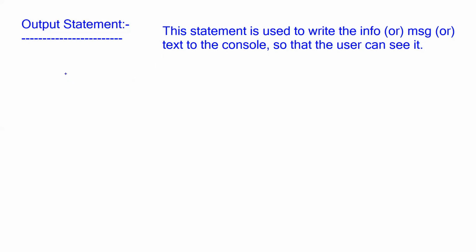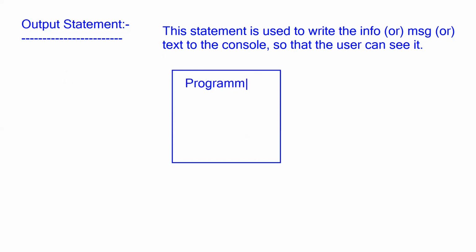For our understanding, I'll discuss one small thing here. Suppose you are writing a program, okay? You can write a program in different programming languages, for example C, C++, Java, or Python. You can write a program using any of those languages.